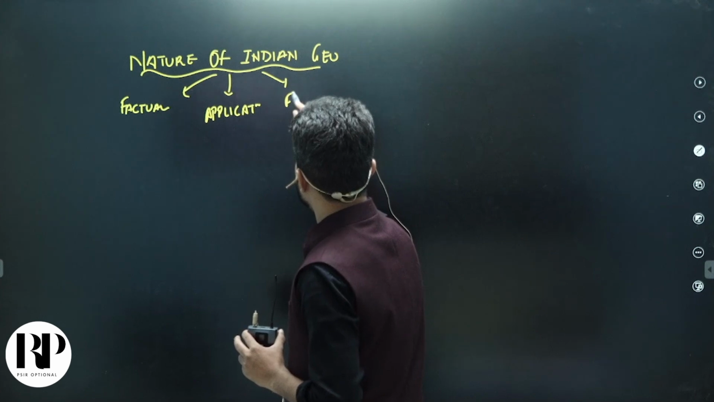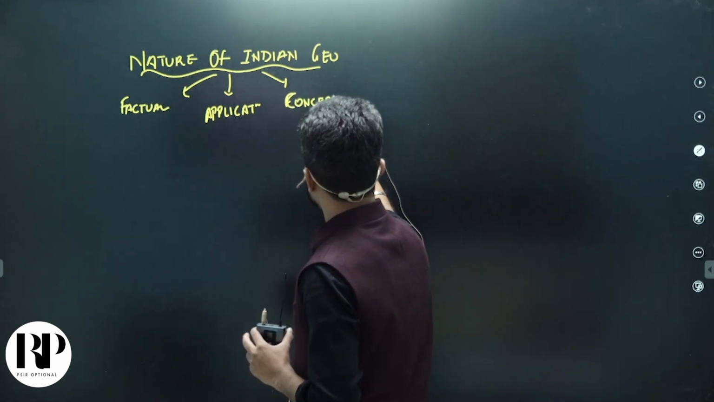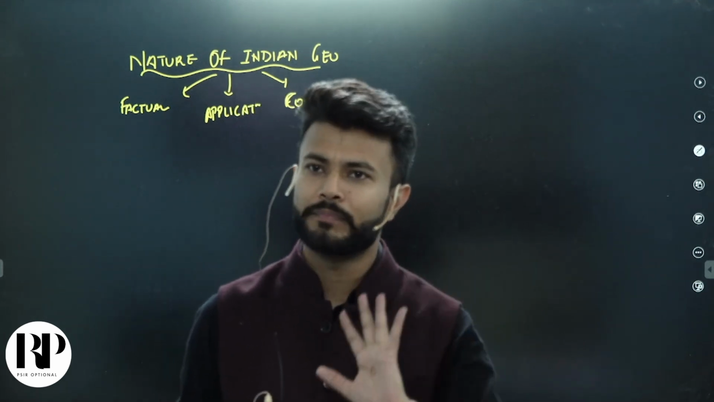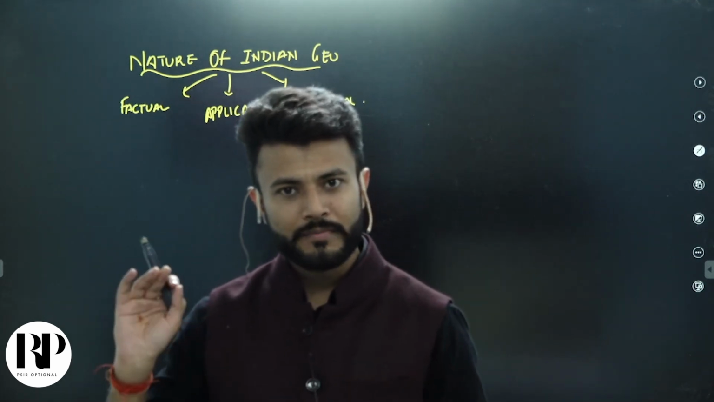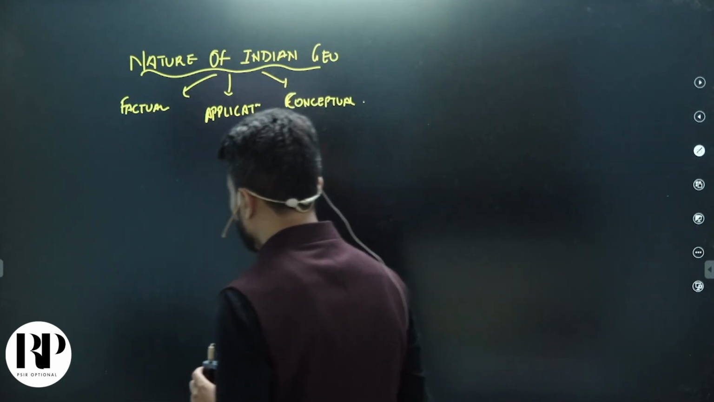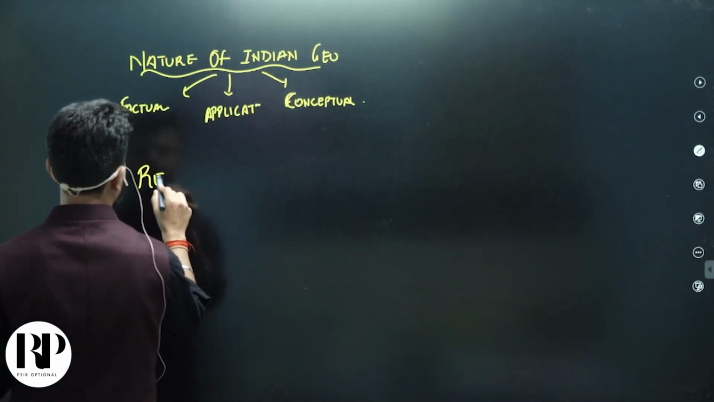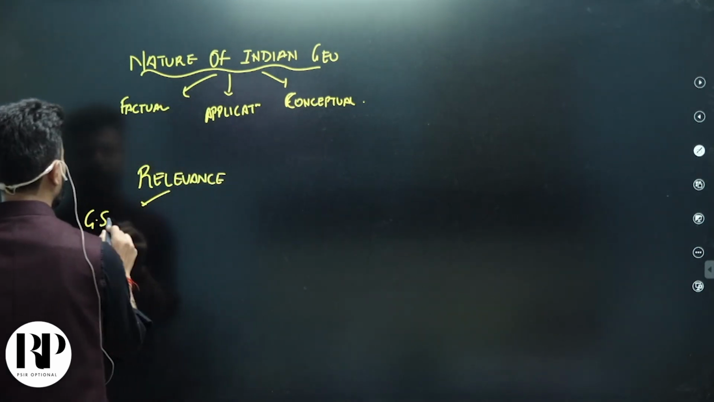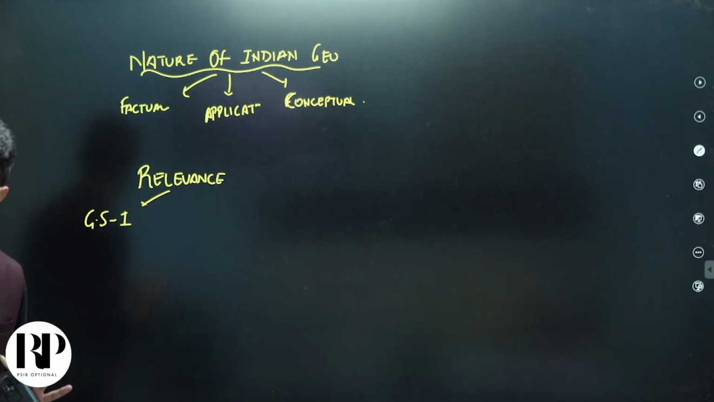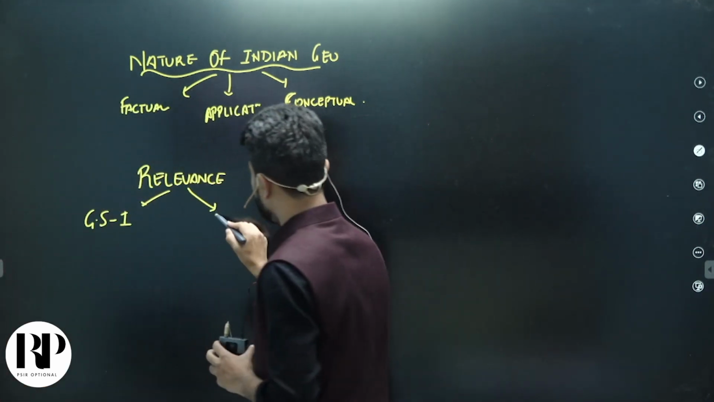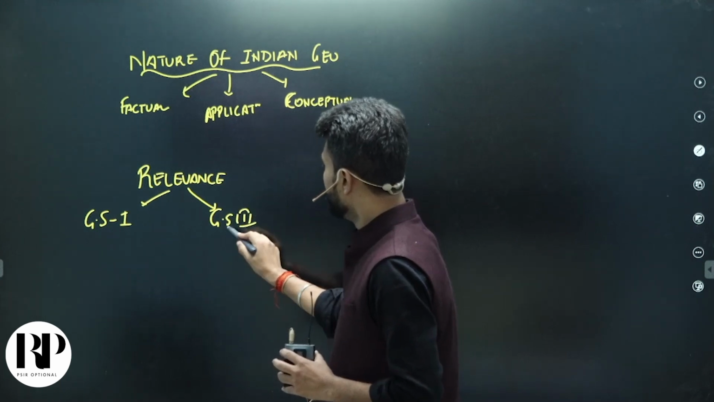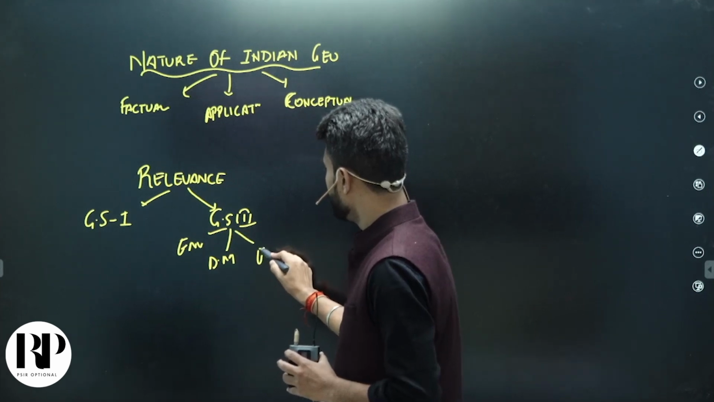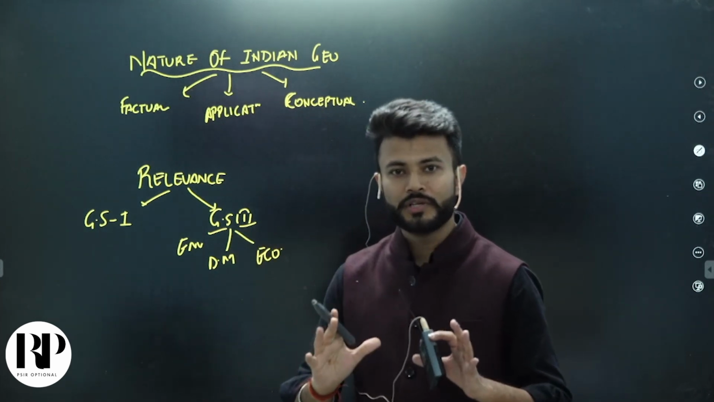There will be a few things which will be conceptual in nature, but fewer concepts. More or less all those concepts will be the applied part. We'll come to the syllabus later on. If we talk about the relevance of Indian geography, obviously it will be relevant in general studies paper 1, ये तो सबको पता है. But it will also be relevant in general studies mains paper 3, not just in the environment section but also in the disaster management section, and the economy section, because there is going to be a huge overlapping.